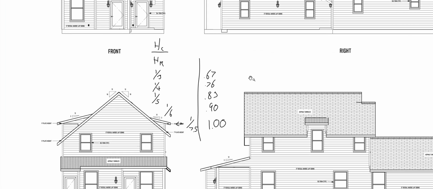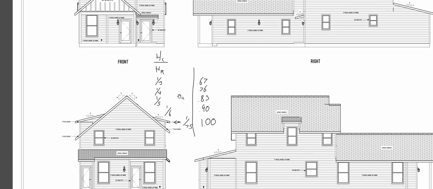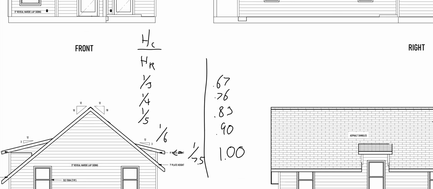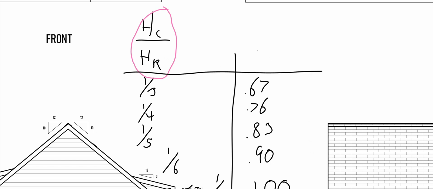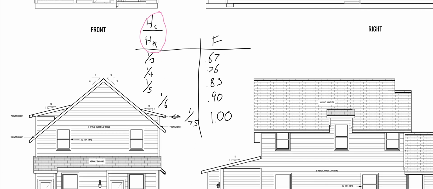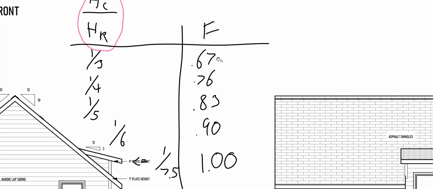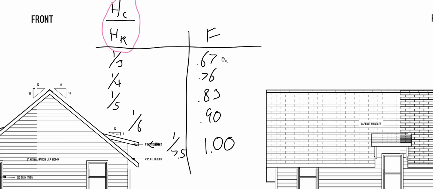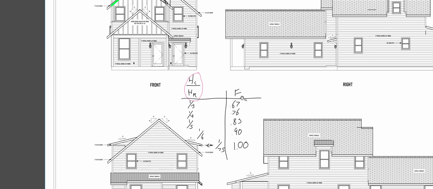The first thing we got to know is some numbers from the International Residential Code, and they're right here. And we need to know what these numbers mean. So the first thing is this value, HC over HR. That's at the top of the table. And this is the factor. We need to determine HC over HR from the plans and the house shape, and that's going to tell us what factor we're going to multiply the original allowed span with.